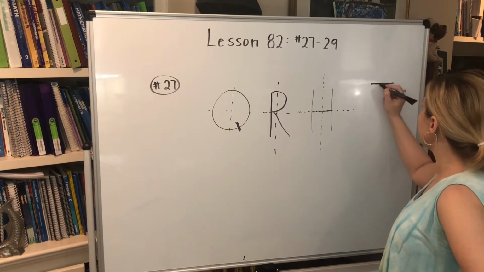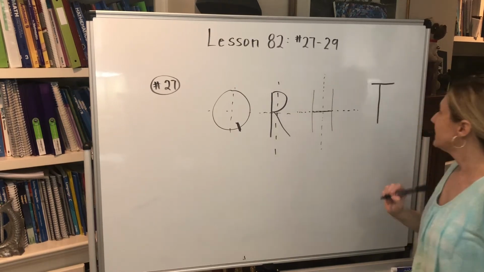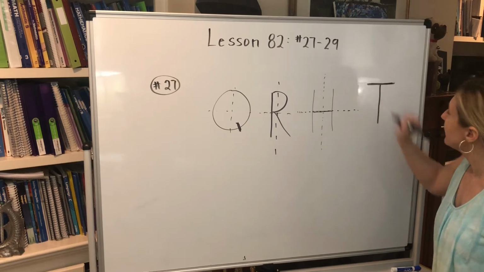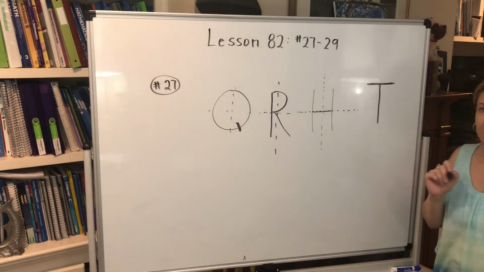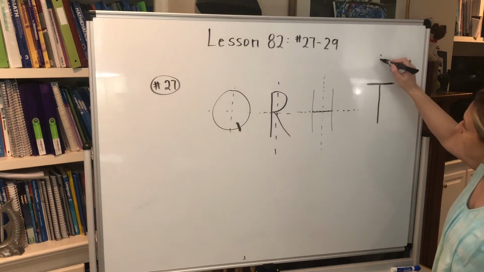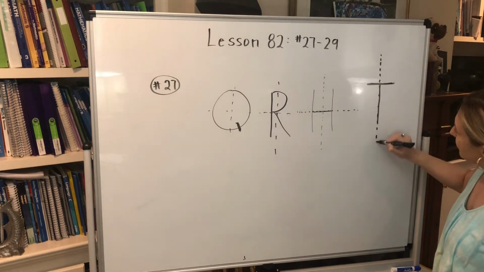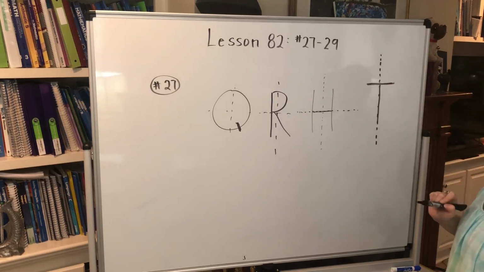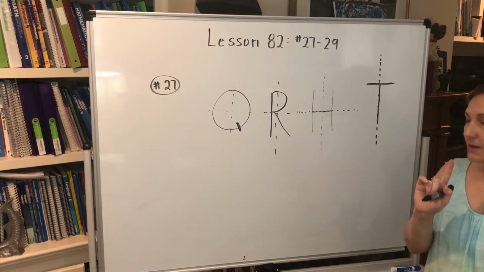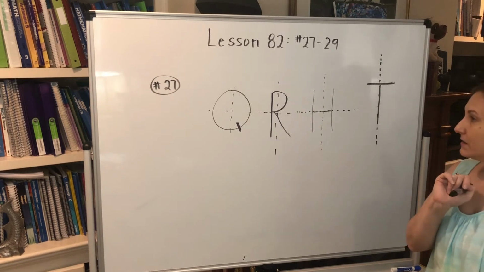Then we have a T, okay? Does a T, if it was drawn correctly, have a line of symmetry? Well, it doesn't have one this way, but it does have one this way. It's exactly the same on this side as this side. So the T is the only one that has one line of symmetry, okay?